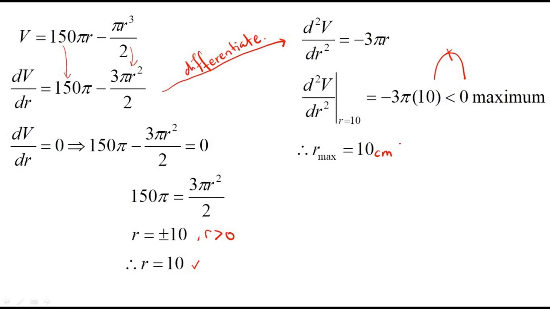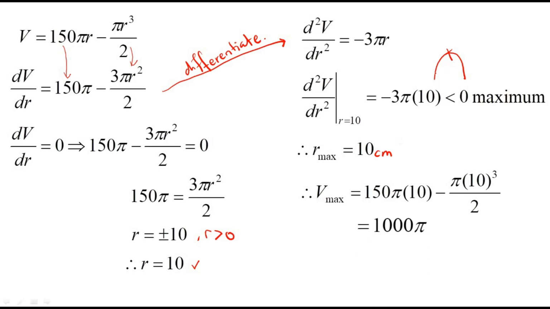Since we already have the maximum value of r, in order to find the maximum value of volume, we just have to substitute r = 10 into our V equation. By doing so, finally we get the maximum volume, which is 1000π cm³.